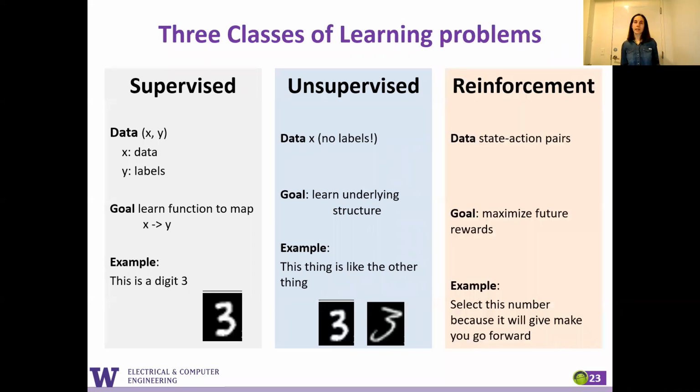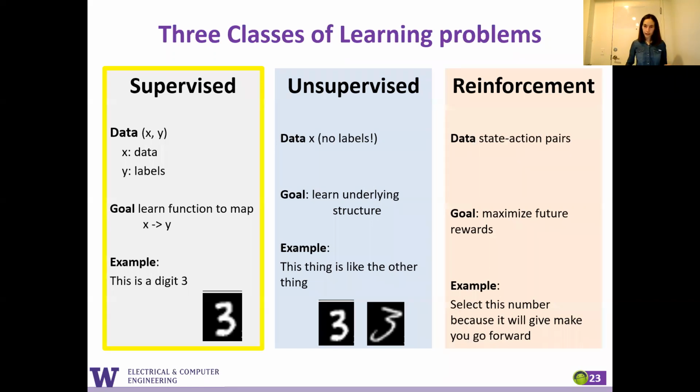And reinforcement learning is typically used in robots, and it's used to take action based on a reward. For example, the game video that I showed before, it was taking that action all the time because it would give it more reward. So the example would be: select this number because it will make you go forward or get more points. So we will be using data with labels to classify.